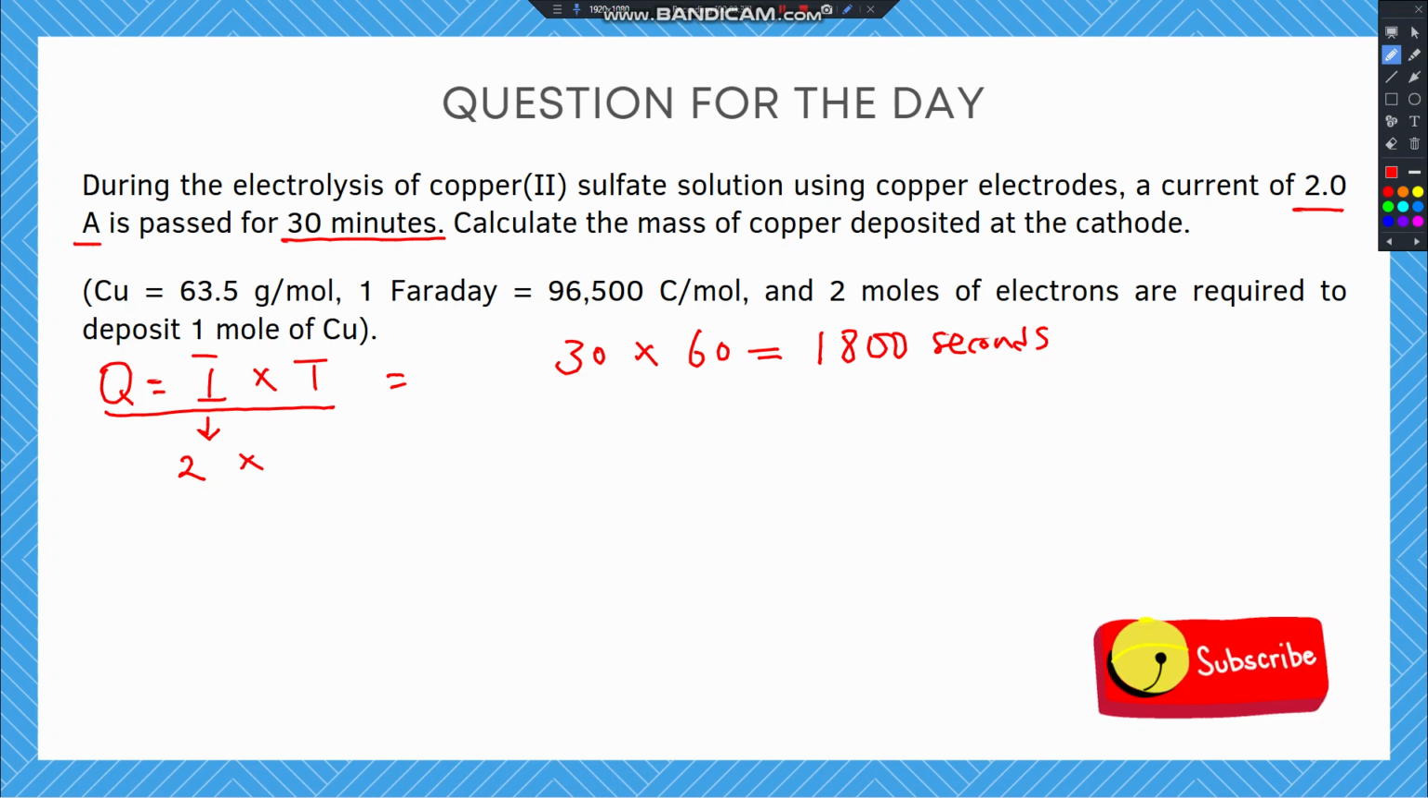So therefore, we can substitute the variables into this formula to get the charge that was used in the chemical reaction. So now we have 2 multiplied by 1,800 seconds. This gives us 3,600 coulombs, because charge in electrochemistry, Q, is measured in coulombs. So now that we have the charge, the next thing we want to find out is the number of moles of electrons that were moved by this charge. And when we find that, we can then go ahead to find the number of moles of copper that was produced, and then find the mass of copper. Let's take it step by step.